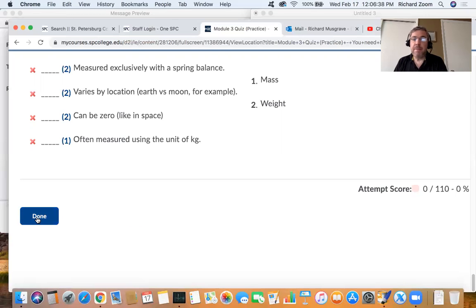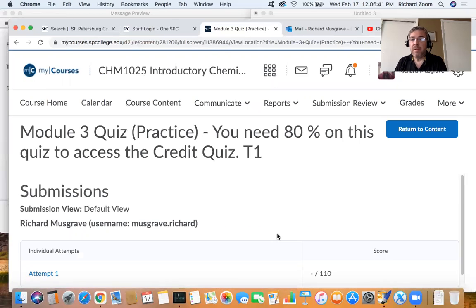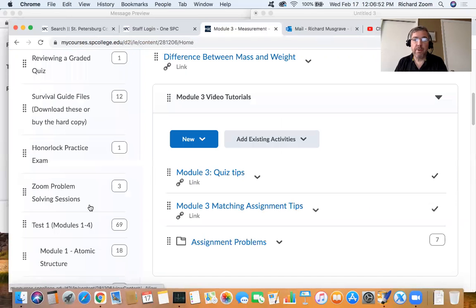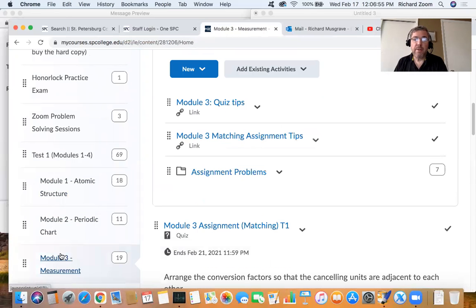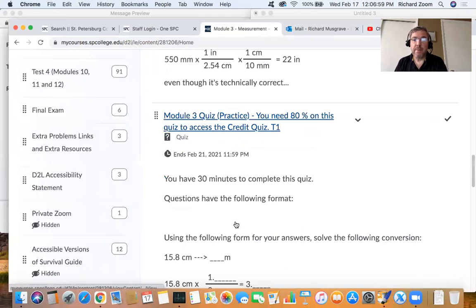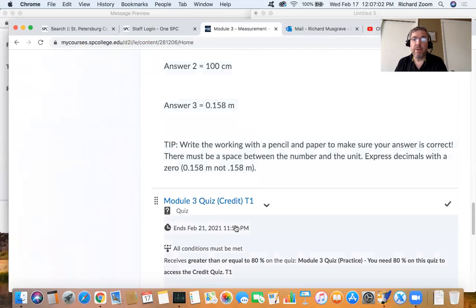You will need to get 80% on it though, so you can do it as many times as you want, and then once you get 80%, you'll be able to open the credit quiz. But the credit quiz will not open until you get 80% on the practice quiz. So you won't even see the credit quiz here until you get 80%. But once you get 80%, there it will be. The credit quiz will be the same formatting as the practice quiz. So by practicing on the formatting, you'll be fine for the credit quiz.